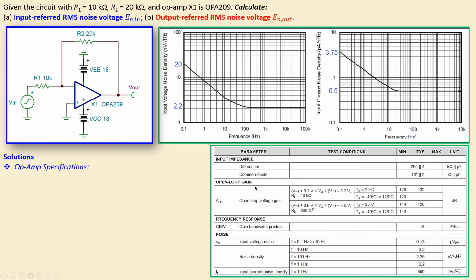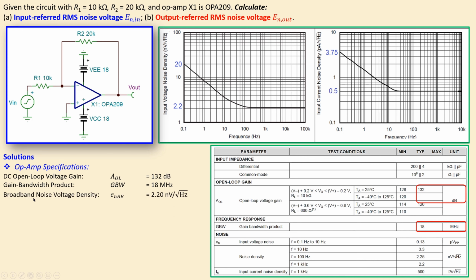But what we also need are some parameters of the op-amp, like the open loop gain, the frequency response like the gain bandwidth product, and also the noise for specific conditions. But these are also shown in these graphs. Let's look at it for the op-amp step by step. So the DC open loop voltage gain, which is given by A sub OL, is 132 dBs, which is also shown here. So the open loop voltage gain. The gain bandwidth product, which is a very important parameter of the op-amp, is 18 megahertz, which is actually shown here.